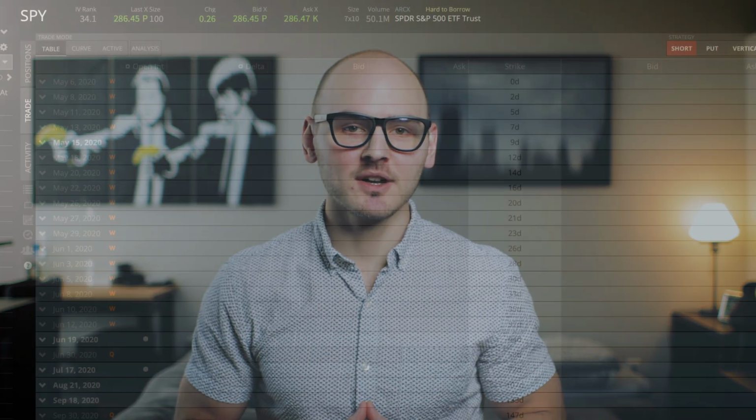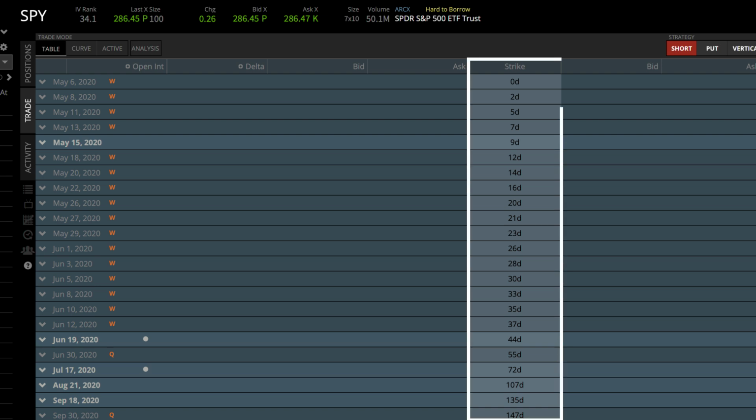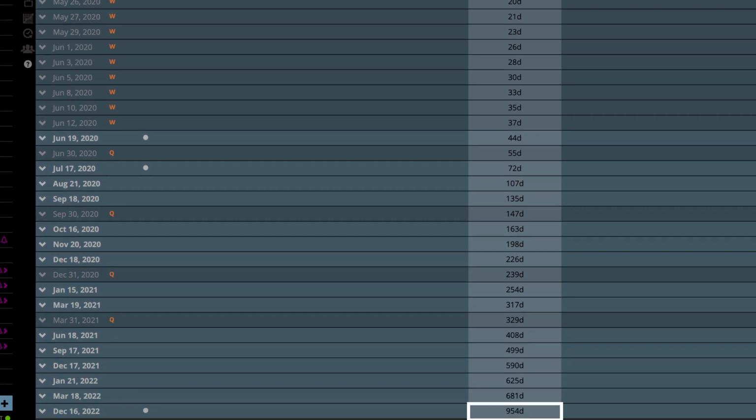If we take a quick look at the available expiration cycles for SPY, which is the S&P 500 ETF, you'll notice that there are a ton of different expiration cycles that we can choose from, ranging from 0 days to expiration, meaning these options are expiring today, all the way out to December 2022, which is about 960 days out, or 2.5 years until these options expire.